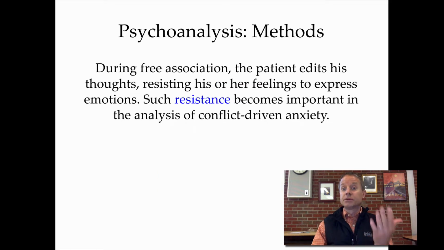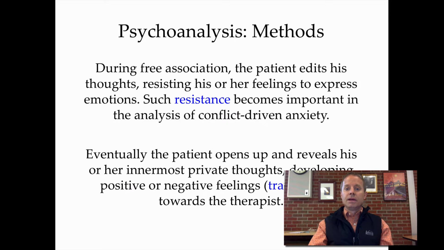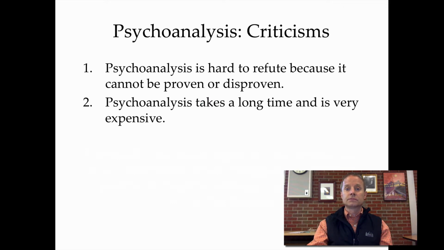During free association, people tend to edit anyway. And so that would be called resistance. Resistance to letting sexual or aggressive urges be expressed, or conflict-driven anxiety is what he called it sometimes. Patients also might engage in something called transference. Transference is when you take negative or positive feelings, maybe towards your parents or your friends, and you transfer them onto the therapist. So you might start hating the therapist if you hated your dad, or you might start loving the therapist if she reminded you of your mom.